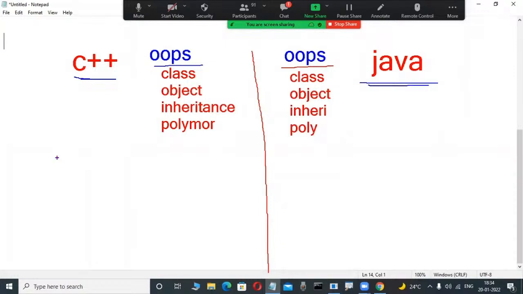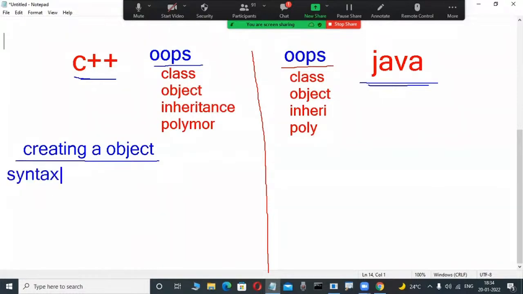Can anybody guess? Suppose in C++ I want to create an object from a class. What is the syntax? Do any technical persons have an idea? So many persons have an idea. Creating an object from the class, what is the syntax in C++? Observe the syntax here. Yes, so many fellows have an idea. Slowly observe here, here is the only difference. In C++ the syntax is class name, space, object name.